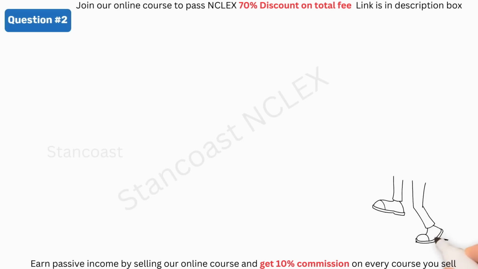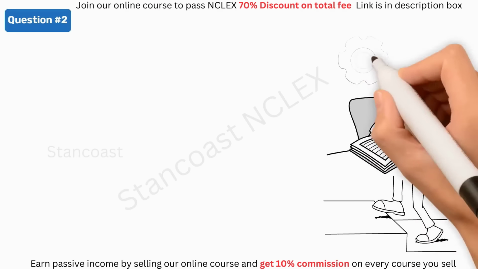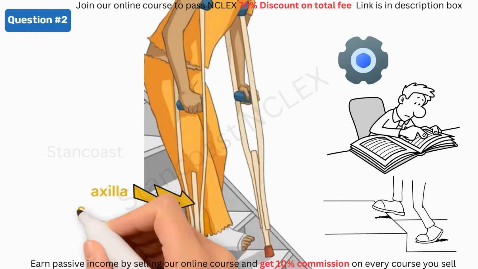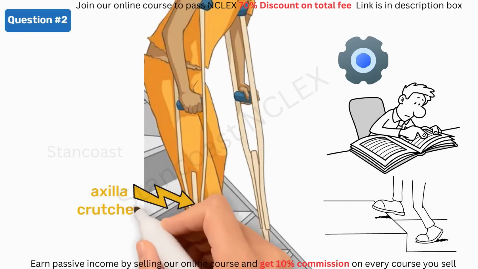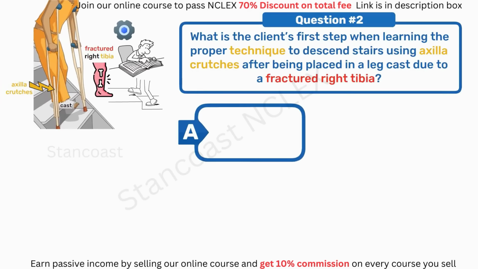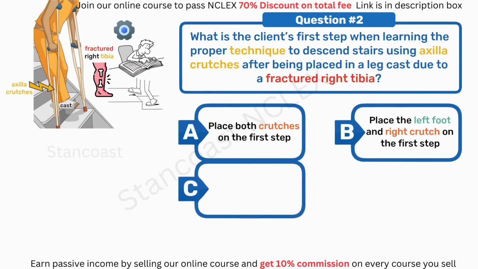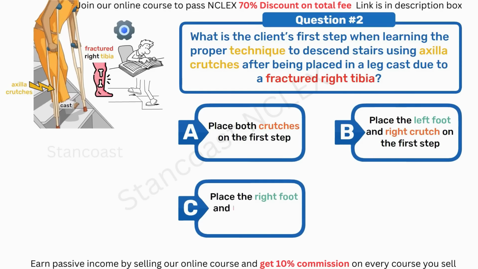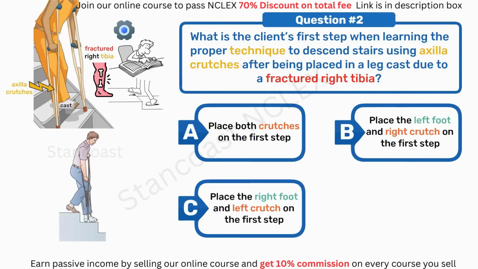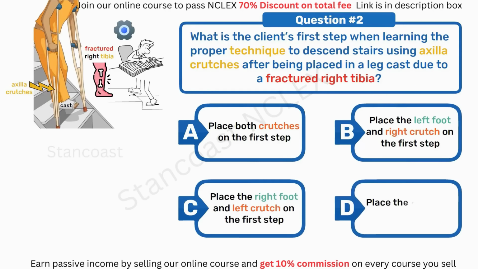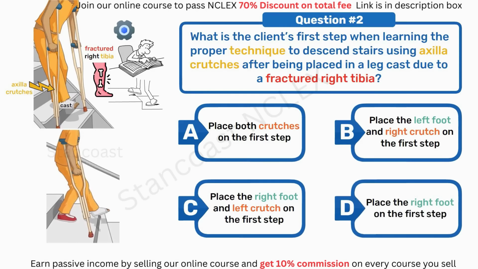What is the client's first step when learning the proper techniques to descend stairs using auxiliary crutches after being placed in a leg cast due to a fractured right tibia? A. Place both crutches on the first step. B. Place the left foot and right crutch on the first step. C. Place the right foot and the left crutch on the first step. D. Place the right foot on the first step.